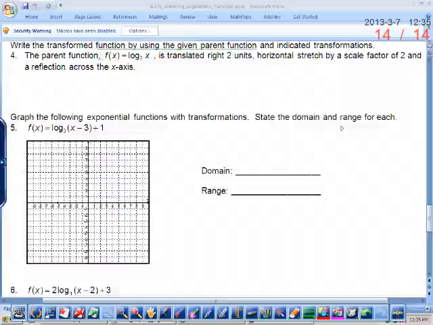F of x equals log base 7 of x. That's our parent function. We want to translate that 2 units right, a horizontal stretch by a scale factor of 2, and a reflection across the x-axis.